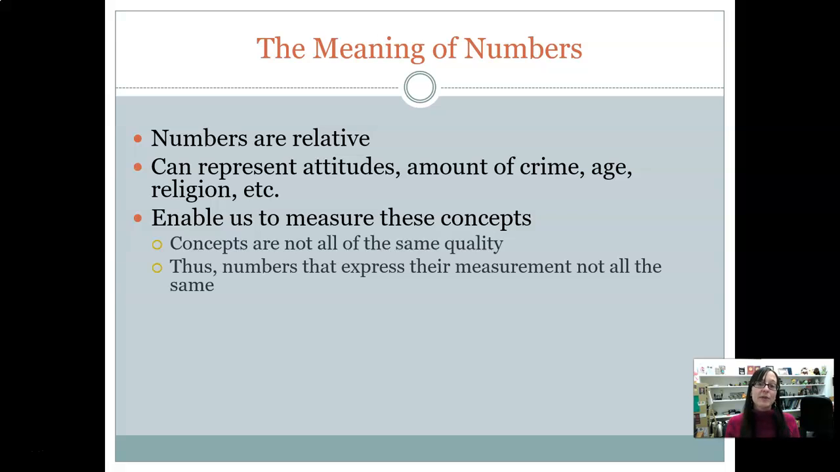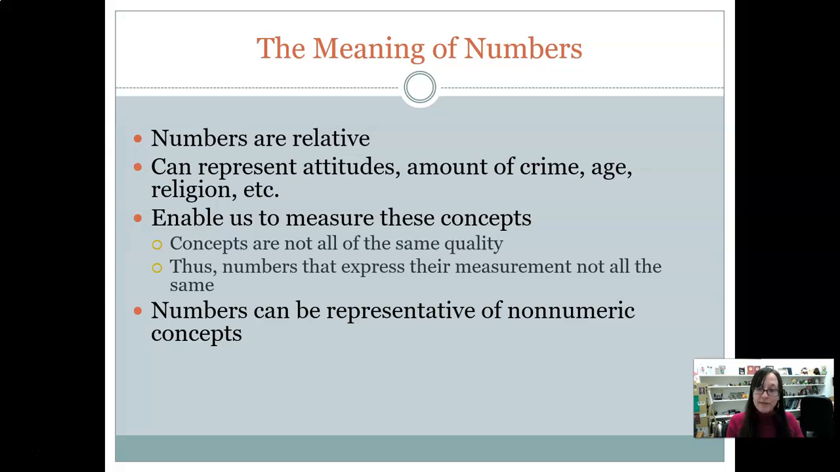And so concepts are not all the same quality in the sense of what we can do with those numbers and with those concepts. The numbers that express their measurement are not all the same. The numbers to express different types of religion are not the same as the numbers to express age, which are not the same as the numbers to express crime count or crime rates. So anytime we're using numbers, there are different things we can do with them. So we have to know what those numbers mean.